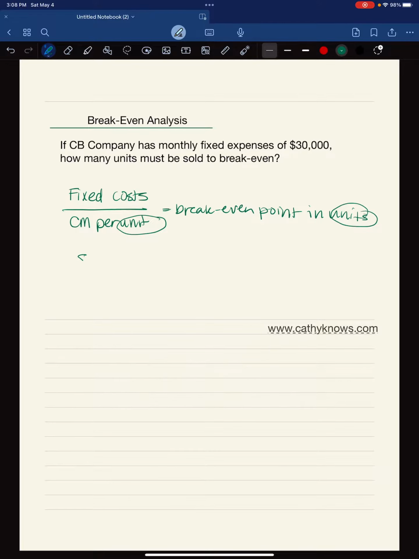Okay, so in this example, we're going to take that 30,000 because this company has fixed expenses of 30,000, and we're going to divide those by the $80 per unit contribution margin that we solved for in the last slide. And what do you get when you take the 30,000 divided by 80? Right, you get 375. This is 375 units that we would need to sell in order to break even.